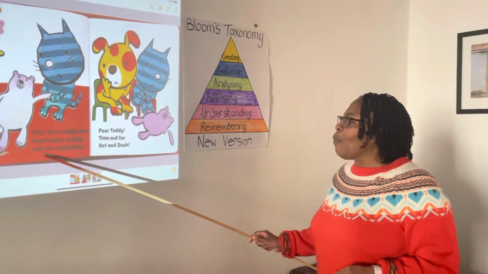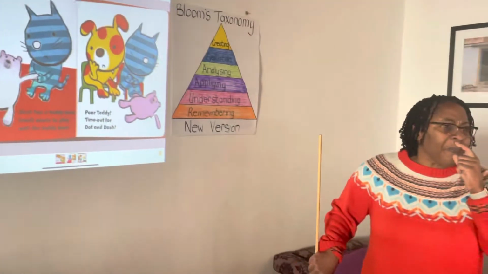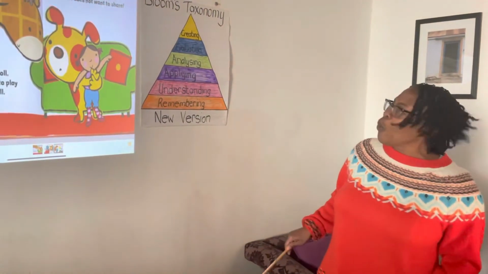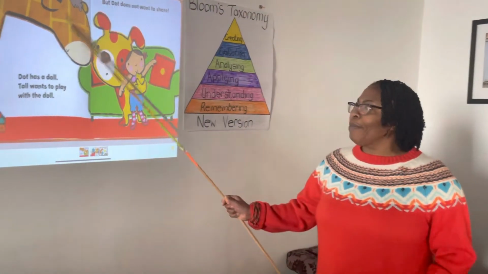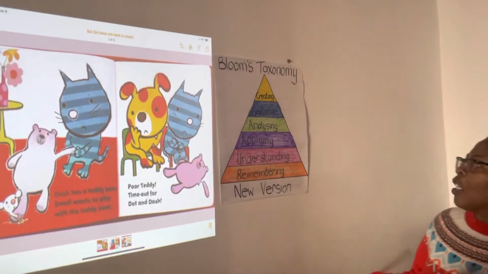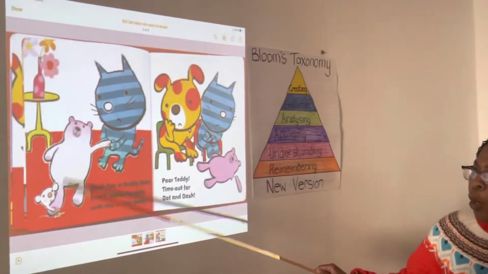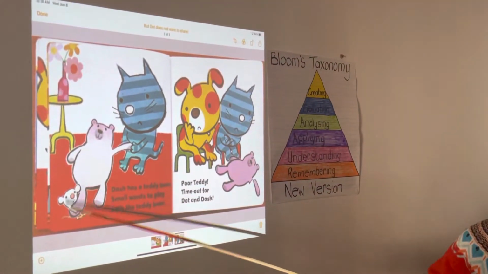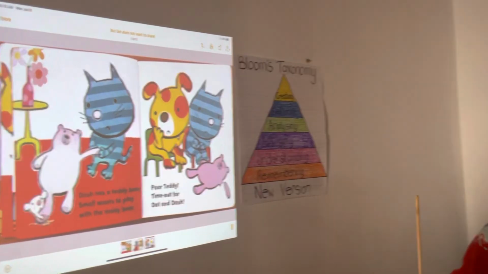Small wants to play with the teddy bear. And then you might say, which one of these are tall, do you think? Which one of these are small, do you think? Okay? And then you choose. Oh, they're small. Small there. Small wants to play with the teddy bear. They're small. And then you can talk to them.